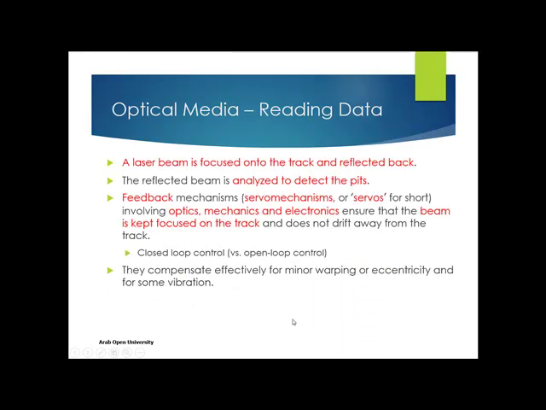So how is the data read? The laser beam is focused from the emitter on the track and reflected back. The reflected beam is then analyzed to detect the pits and lands, and thus deduce the values, whether 0 or 1, depending on the way we explained before. And there is always what we call a feedback mechanism or servo mechanism, which includes optics, mechanics, and electronics, to ensure that the beam is focused on the track and does not drift away from the track.